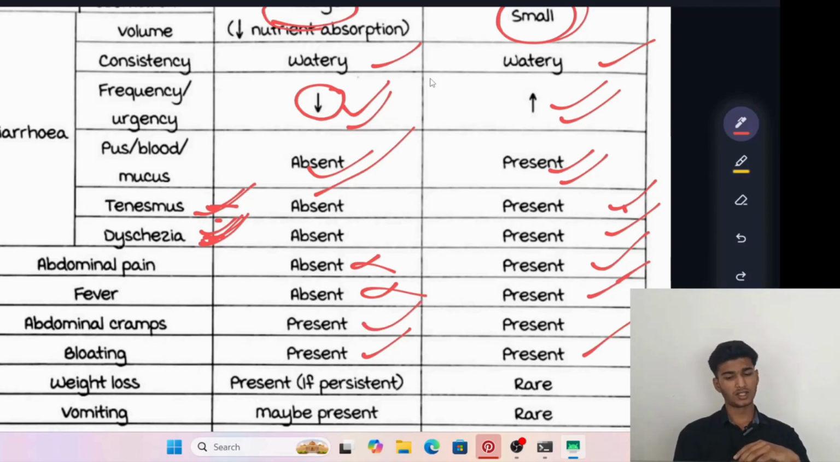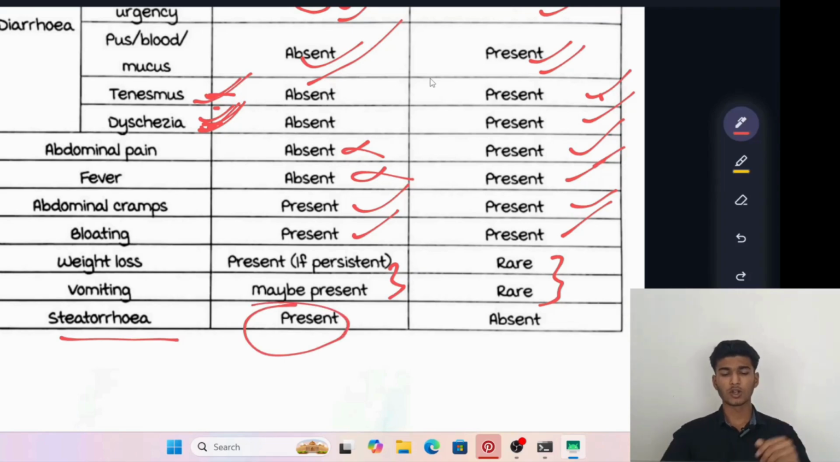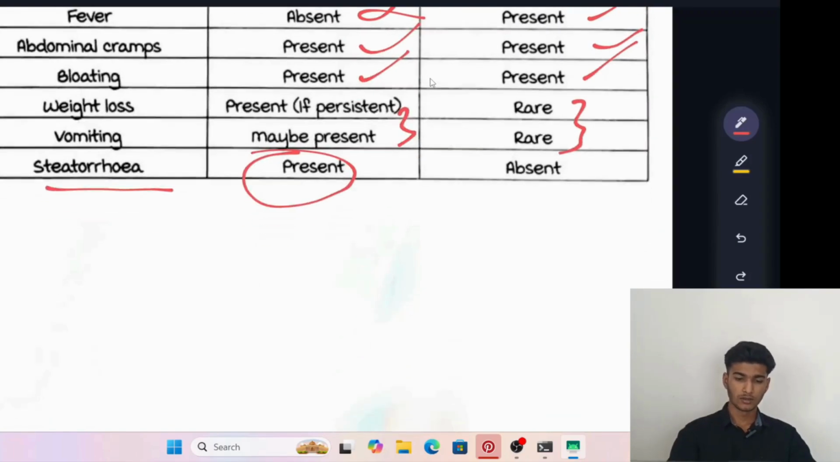Abdominal cramps are present in both. Weight loss and vomiting are both rare. They might be present, and if weight loss is present in small intestinal diarrhea, it will be persistent. And steatorrhea is a hallmark: it is present in small intestinal diarrhea, but absent in large intestinal diarrhea. What is steatorrhea? I have discussed it above in the lecture: it is the passing of bulky, greasy stool. So that is steatorrhea.